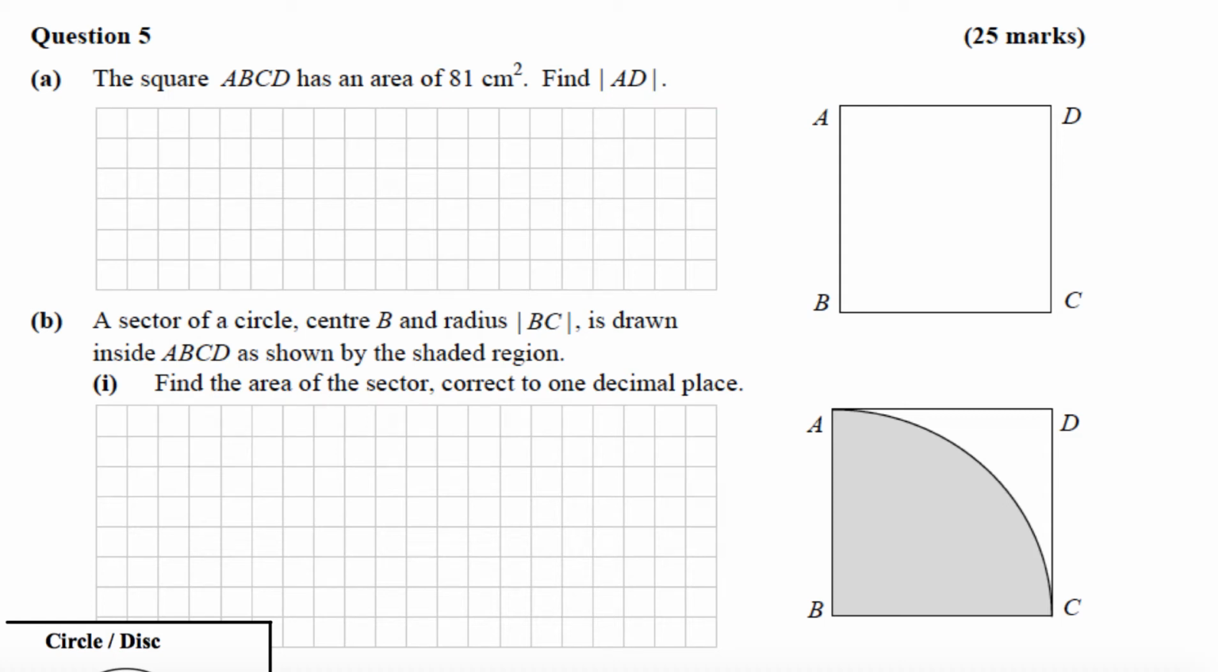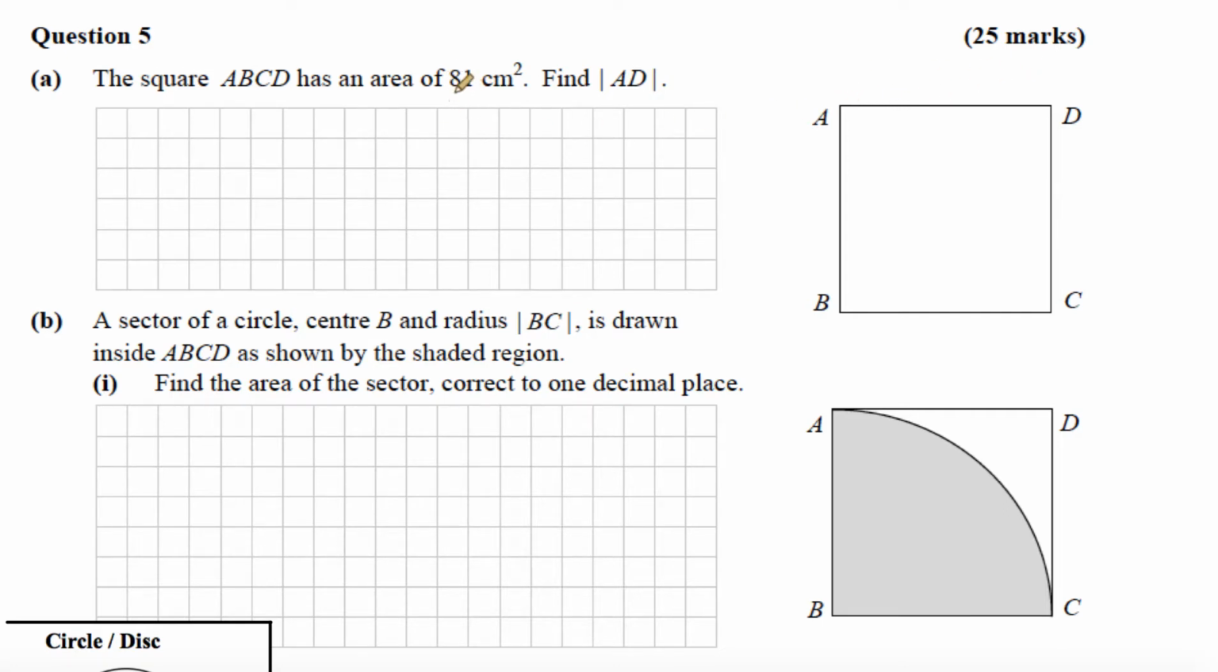So this is the 2014 Leaving Cert Ordinary Level Paper 2. We're looking at question number 5, part A. The square ABCD has an area of 81 centimeters squared. Find the length of AD. So these straight brackets mean the length of AD. So we need this distance from A to D.